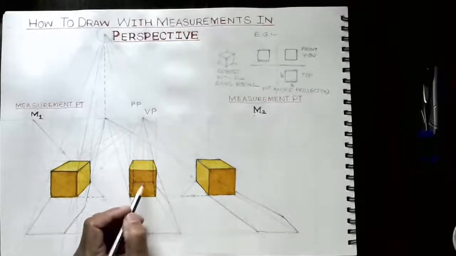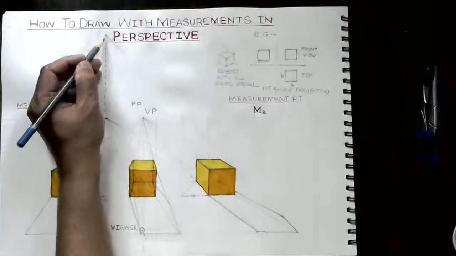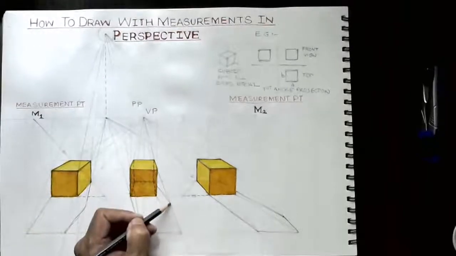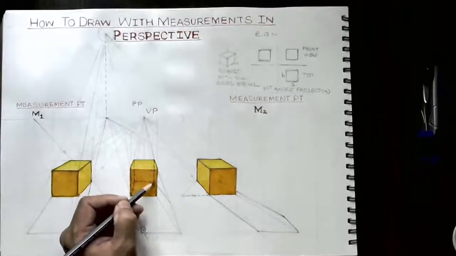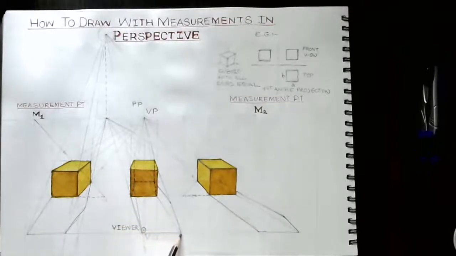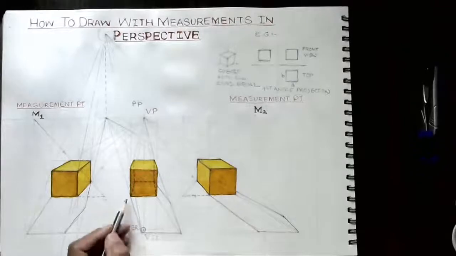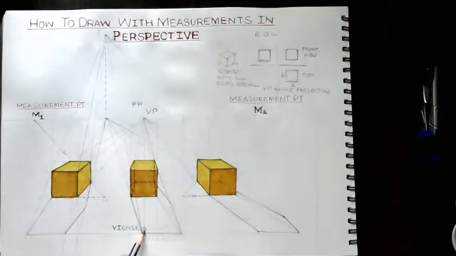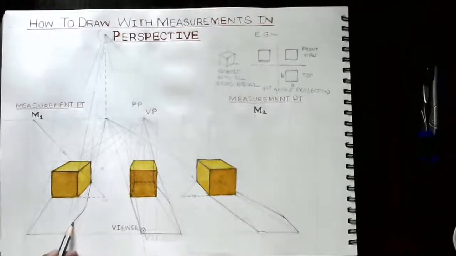Now what about the center object? Center object is the same. From top to top this way, then bottom to bottom this way, so it will meet here, so we will get this. The viewer also will be inside the shadow.